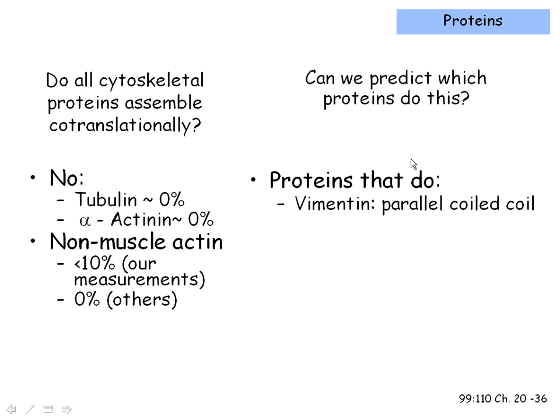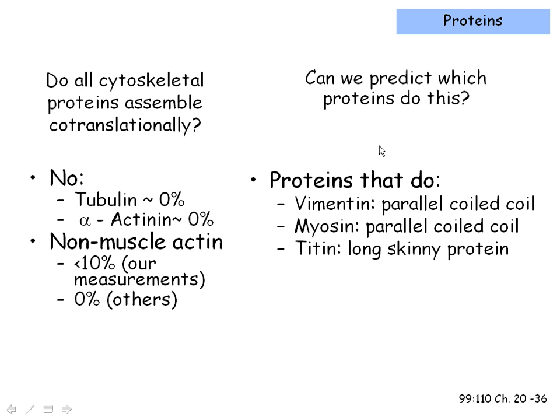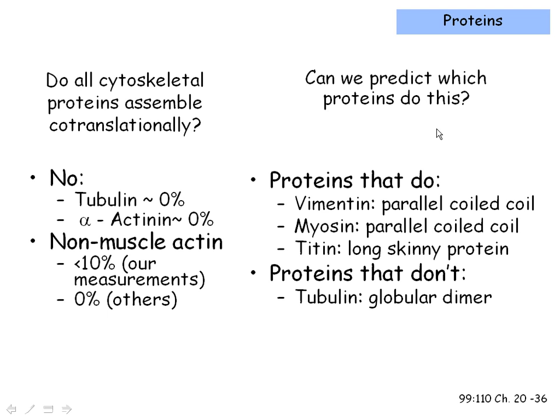And so what we're going to do is look at the proteins that do assemble this way and see if they have common features. Remember back in the protein structure part, we talked about coiled coils, that an alpha helix would wrap around another alpha helix, and that the intermediate filament proteins are all structured like that. So vimentin is a parallel coiled coil. Myosin has a very long parallel coiled coil in its tail. Titin is not a coiled coil, but is an extremely long, skinny protein that sits down on long, skinny structures. When we compare that to these proteins over here that don't, tubulin is a globular dimer. So you could see that might be hard to assemble during translation. Alpha-actinin is anti-parallel. That is, the N-terminus of one peptide binds to the C-terminus of another. It's very difficult to see how that could do it during translation.